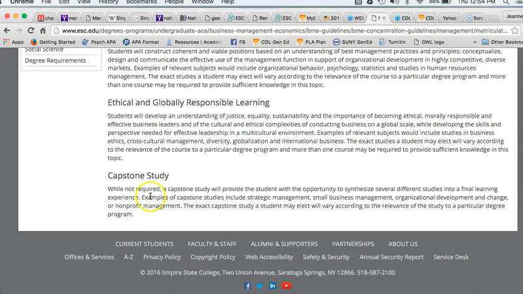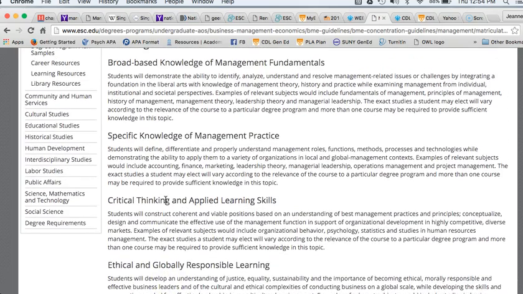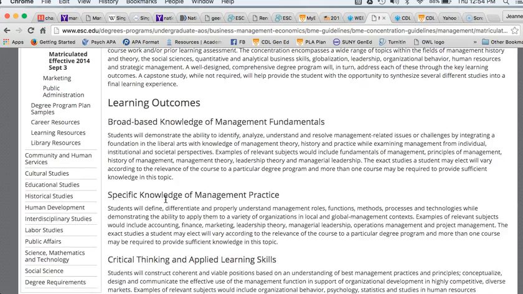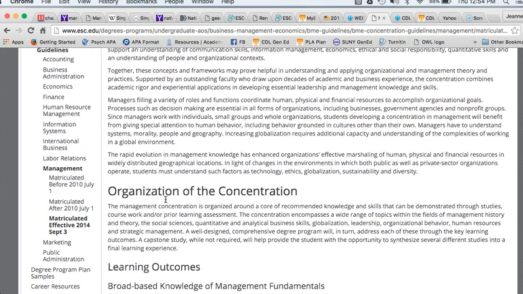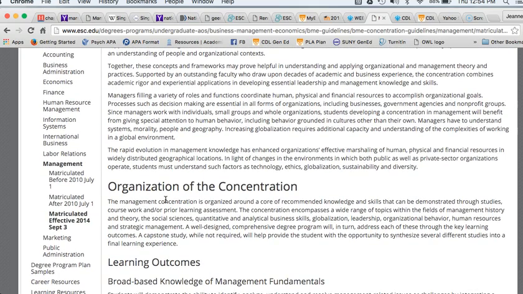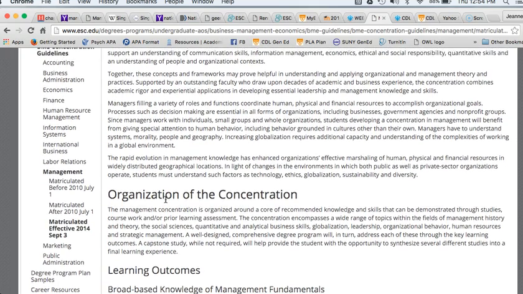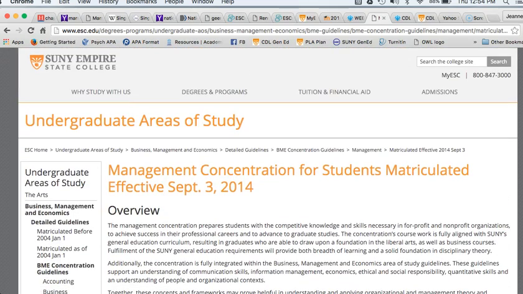Sometimes if your area of study has a capstone, they'll actually tell you what the class is. For example, in psychology, it is History and Systems of Psychology. So that is a capstone course that you must have. I know for childcare administration, it is the seminar in childcare administration, which is an independent study. That is a course you are expected to have. So those are your concentration guidelines.